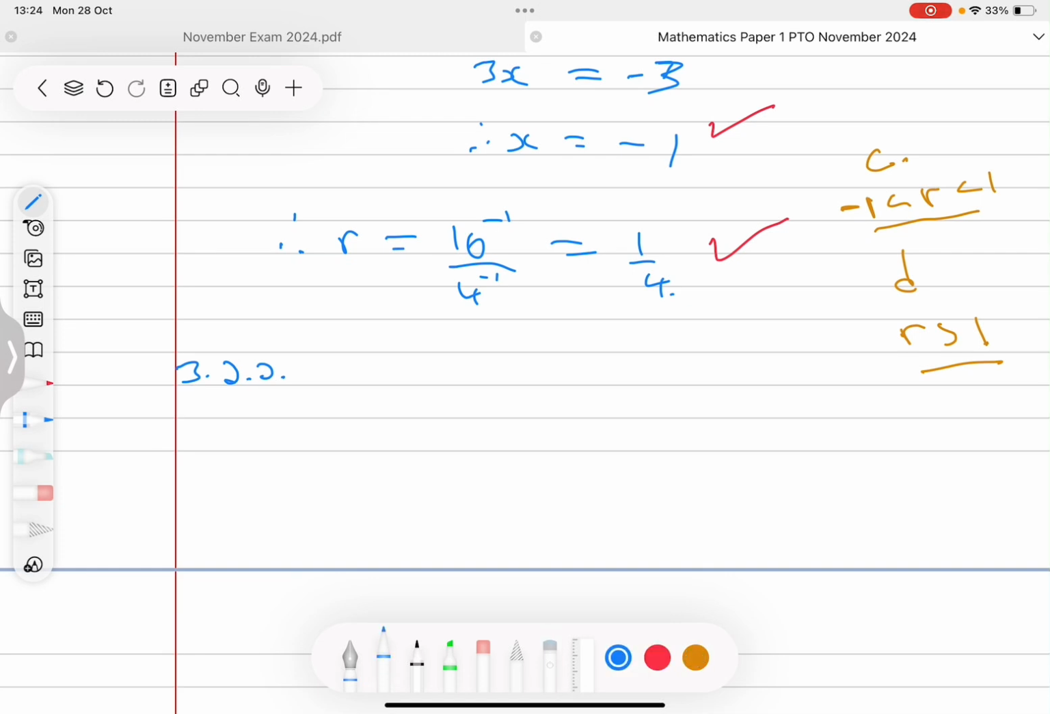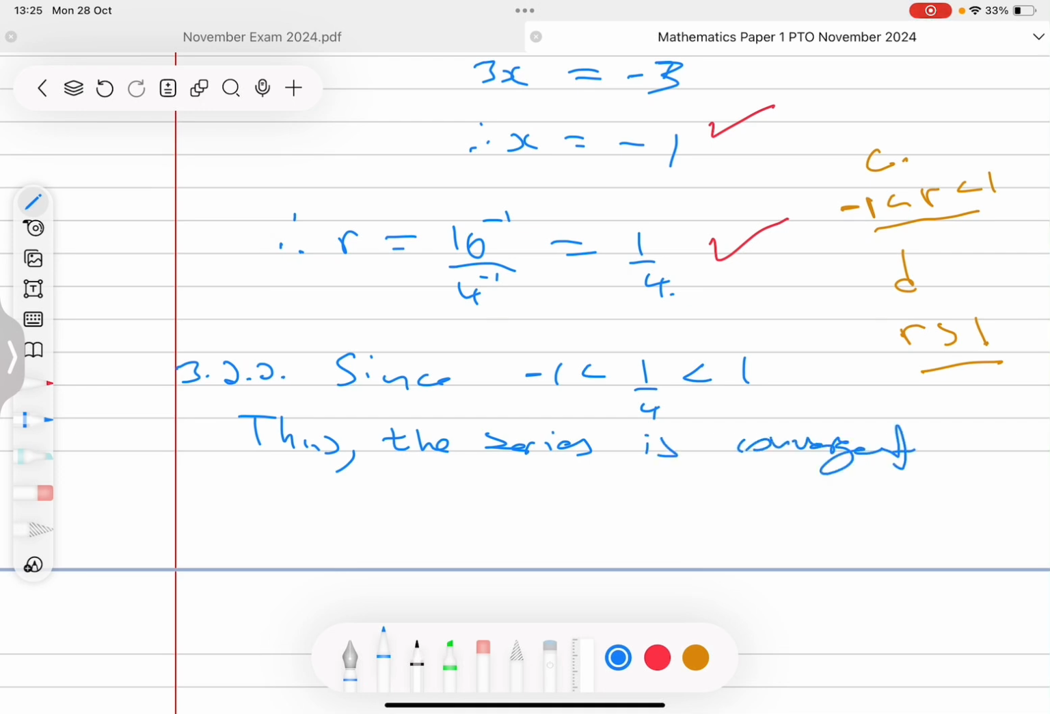So we'll come here and argue to say, look, since -1 is less than 1 over 4 and is less than 1, thus the series is convergent. The series is convergent, and then your 2 marks will come from writing this and writing your answer.